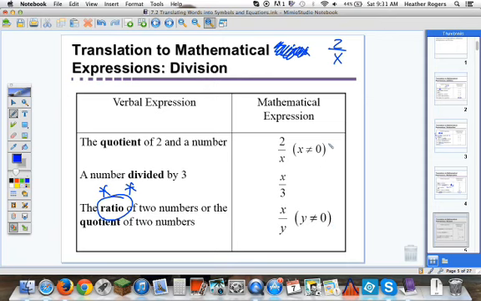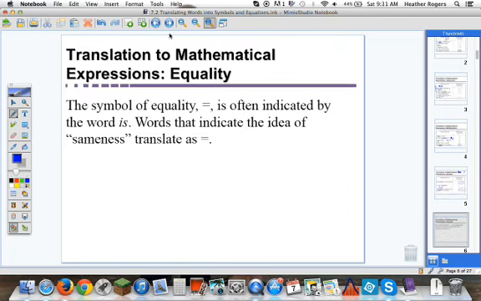And here, don't worry about these parts too much. This just means that if our variable is in the denominator, our denominator cannot be 0. X here cannot be 0. Y here cannot be 0, because if we divide by 0, it would be undefined. So it's saying we want things to be defined in our math, so we can't have undefined things, so we can't have 0 in the denominator. Okay? Just a little review.